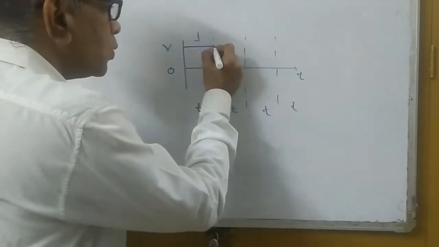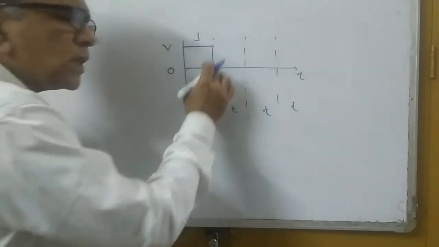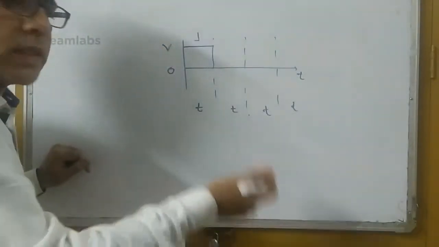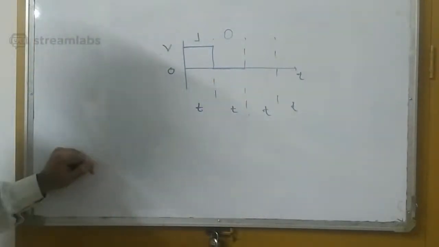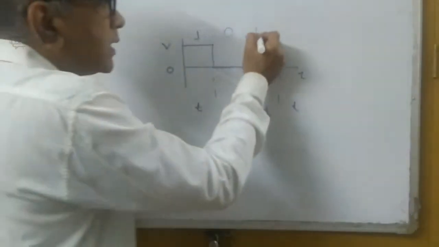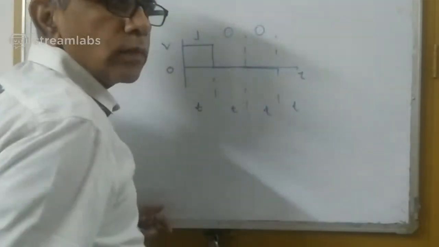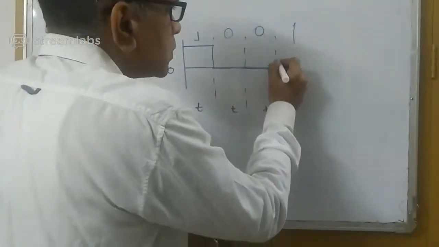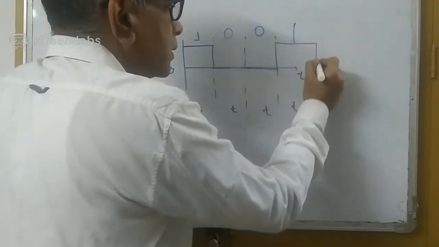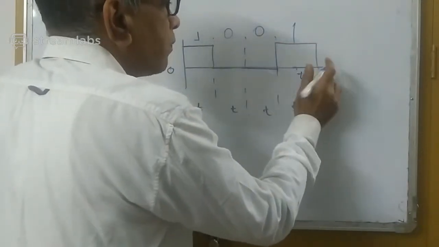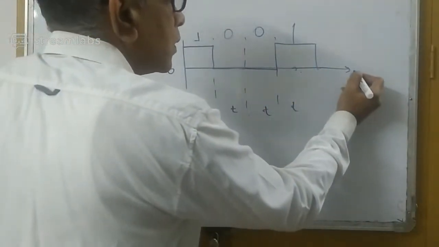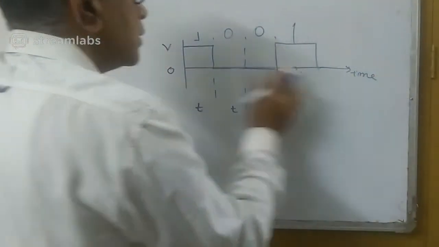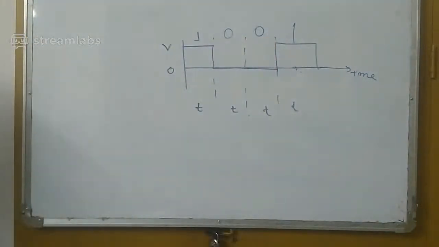So it has to stay in that state for T seconds. Thereafter it will come down, which means the next bit representation will start. If it is 0, it stays there. Again, if the next is 0, it will stay there. Next bit is 1, so it again goes up to V and comes down after T. This is the kind of representation for 101.